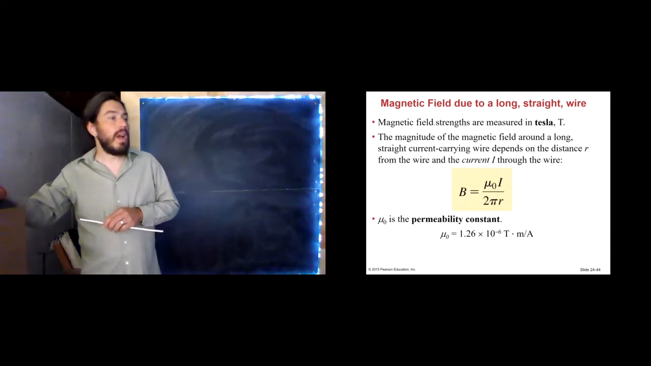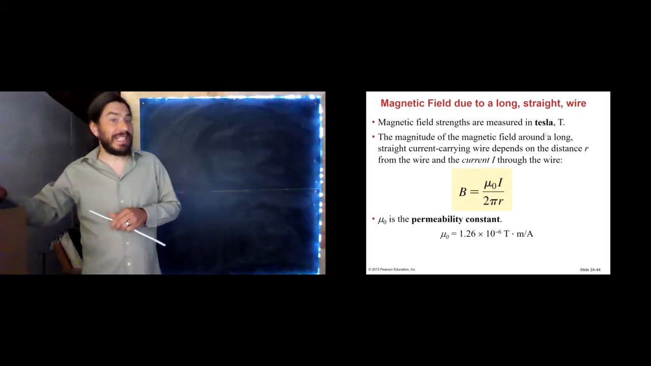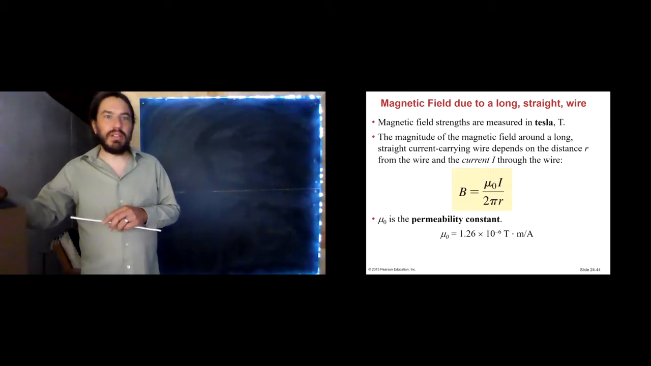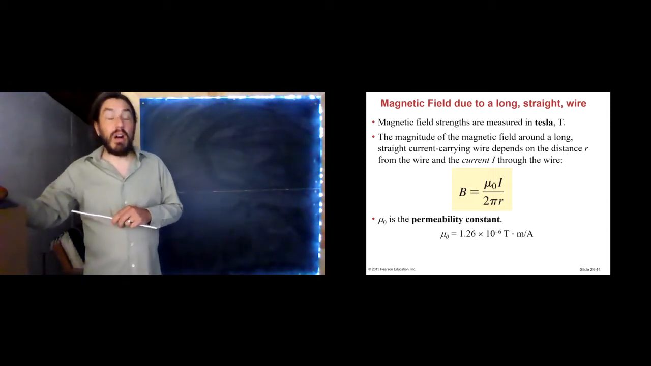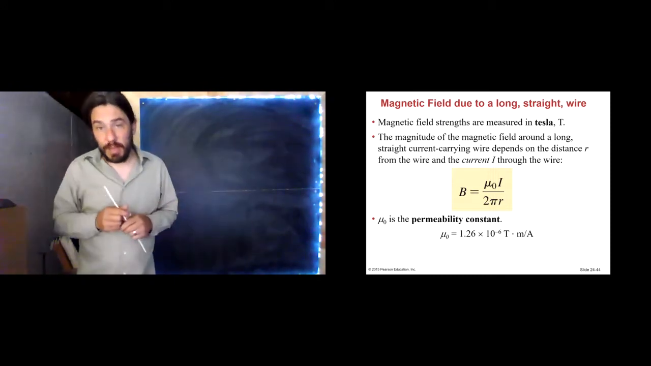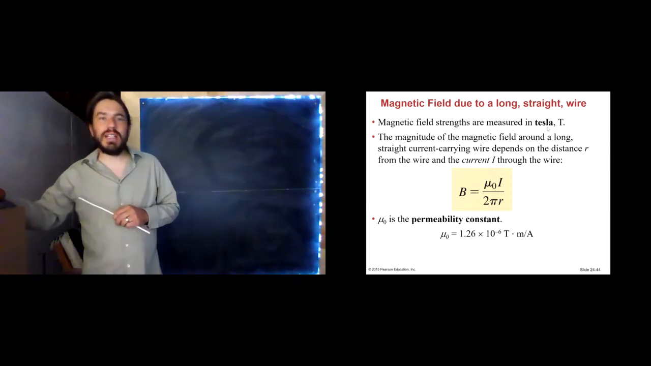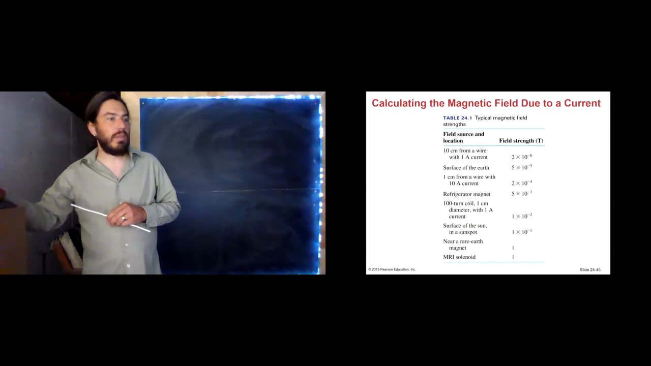Okay. Magnetic field strengths are measured in Teslas. Nikola Tesla was a famous experimenter in the 1800s. He did a lot of experiments with alternating currents, something we'll talk about in a couple of chapters. It turns out that a Tesla is actually a very large magnetic field. Here are some examples. Of course, you don't need to memorize these numbers.